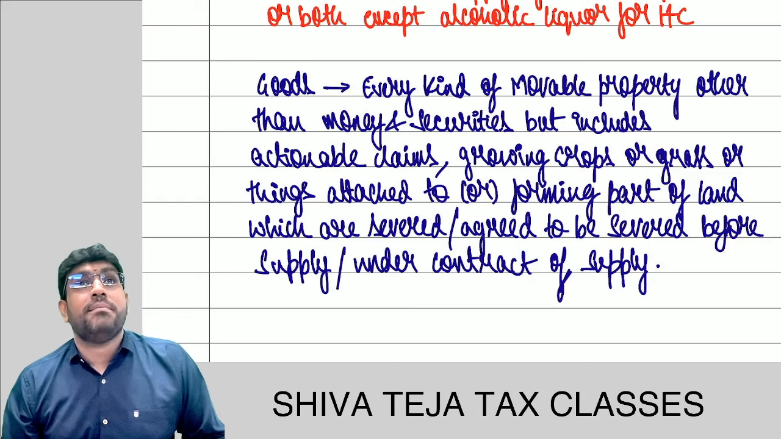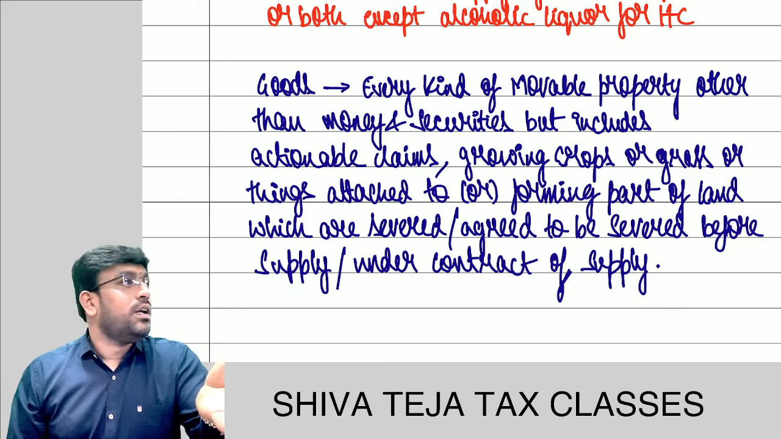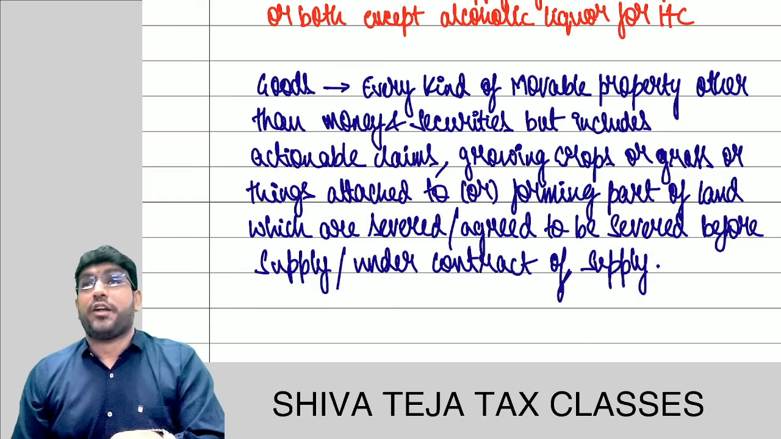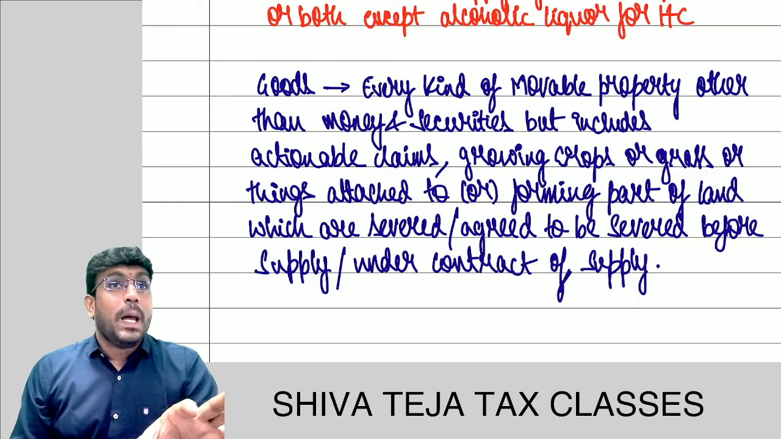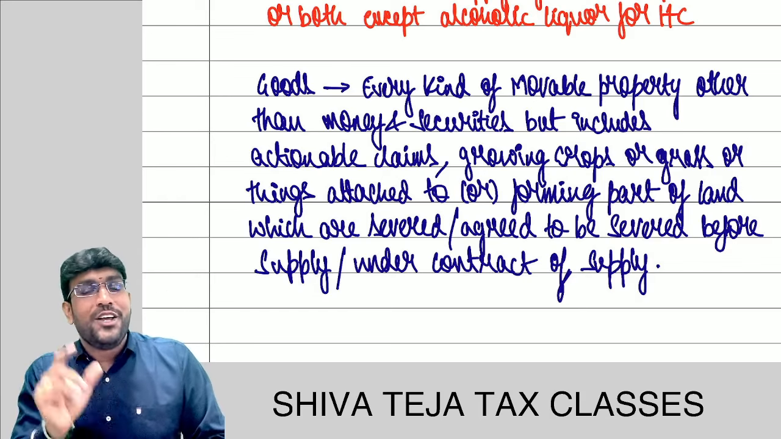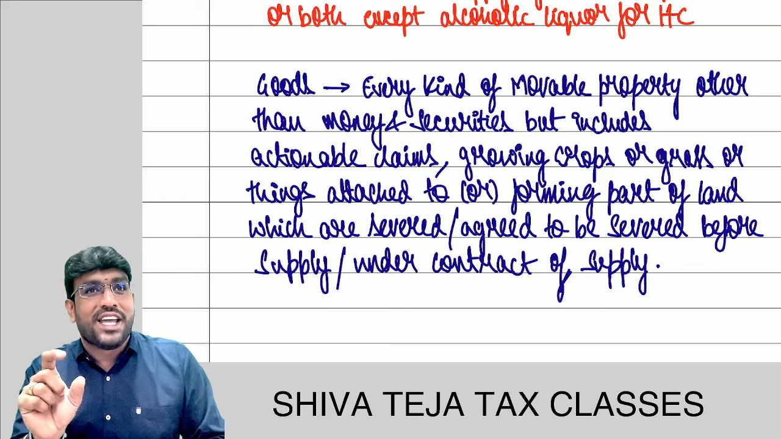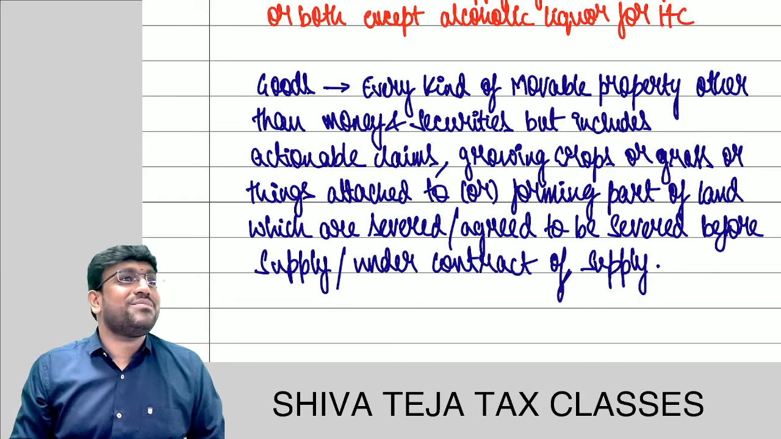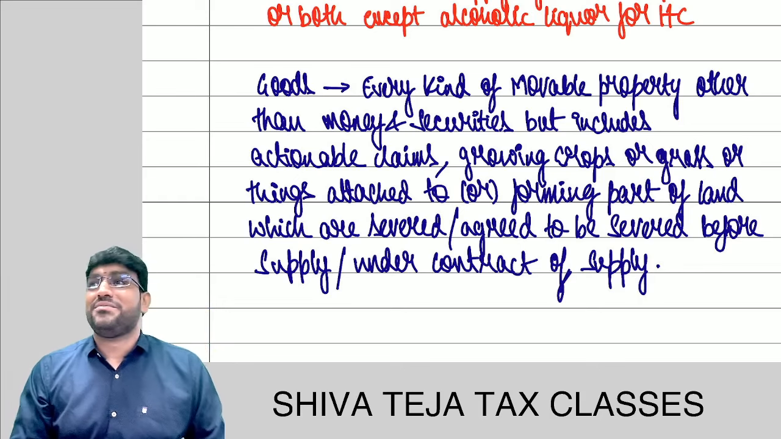99.99% it will not come in the exam. But you should know what it is. If you don't know what goods is, it doesn't make any sense. That is why I spend a lot of time. Clear, friends? But why is this concept important? When I go to the topic called blocked credit, you will find one word: goods or services taken for construction of immovable property, credit is not allowed. There again this point will be stressed.